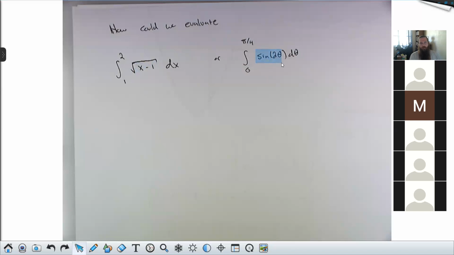And similarly over here, if this was just sine theta, then I would know what to do. But it's not sine theta, it's sine of 2 theta. So this has an inner function and an outer function. This has an inner function and an outer function. If you were differentiating instead of integrating, you would use the chain rule. We have a backwards power rule. Wouldn't it be nice if we had a backwards chain rule? That's precisely what we would need here.